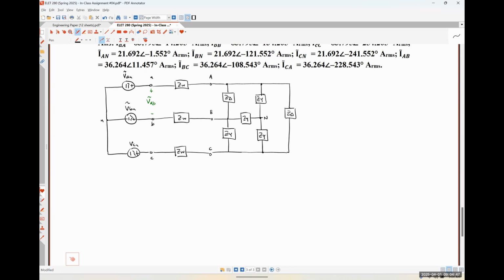Ricky, what was your question? The impedance in between. That bottom one should be a Z delta. Thank you for that. Yes, that's just a brain fart on my part. Thank you very much for that. This guy should be Z delta.